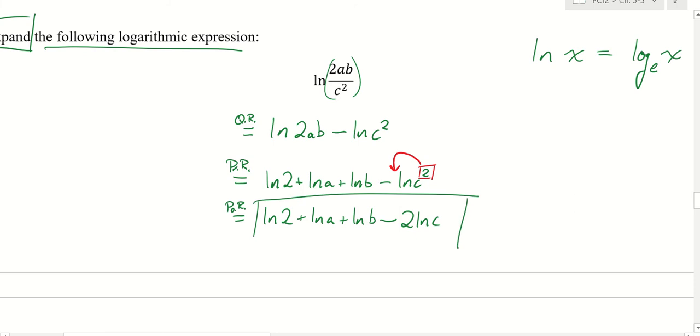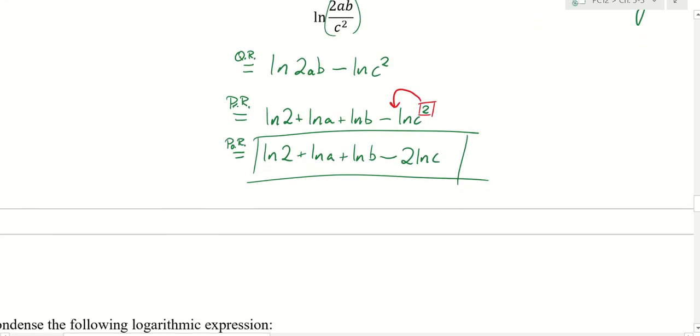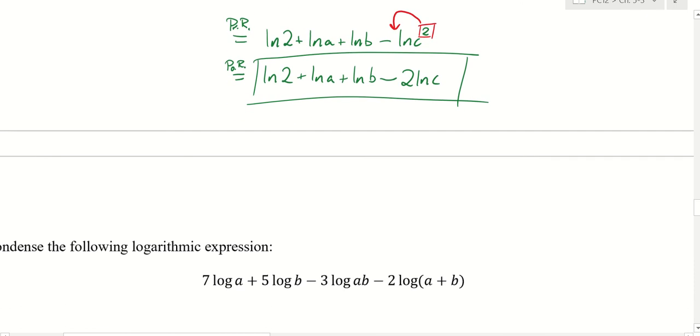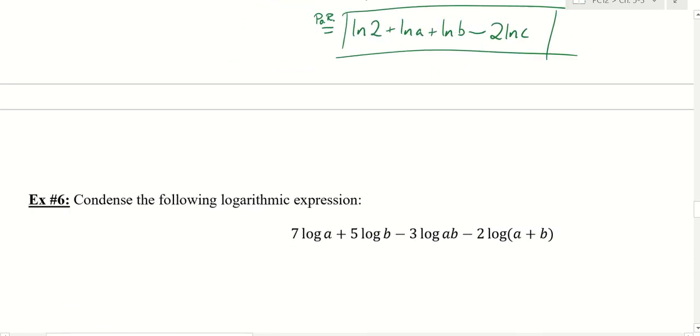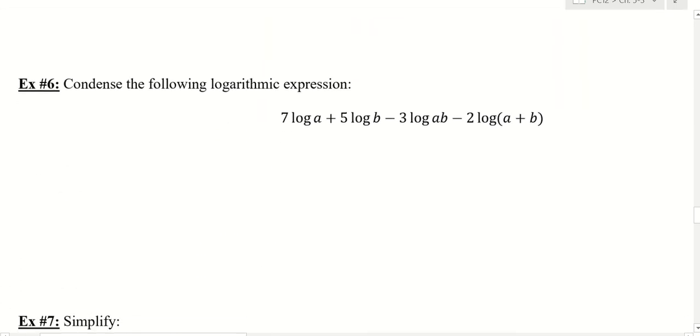That's as much as we can expand this. There are no more products to expand, no more quotients to expand, no more powers to deal with. So there you go. That's it. Not so bad to expand logarithms.